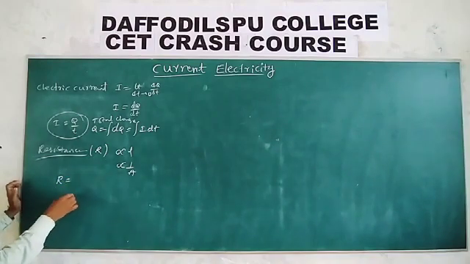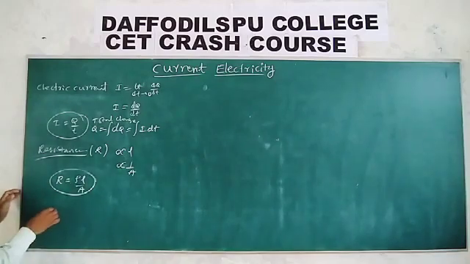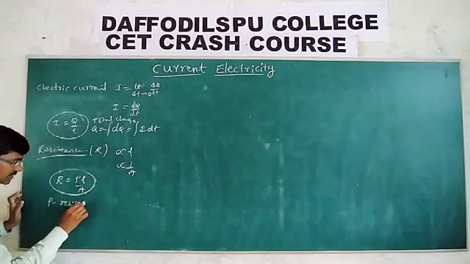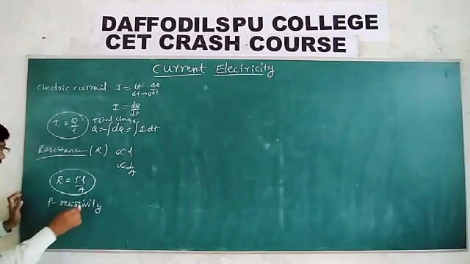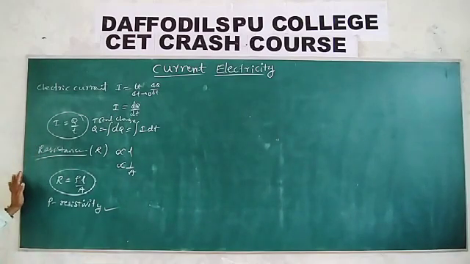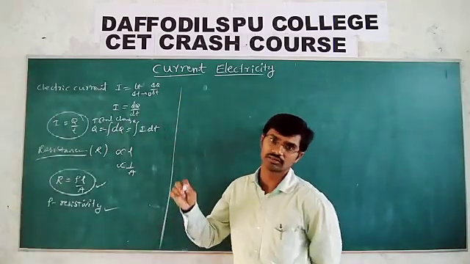R is equal to, by removing the proportionality constant, rho L by A, where rho is nothing but resistivity or specific resistance. Remember, this specific resistance of the material does not depend upon the dimensions, area of cross section or length, but it depends upon the nature of the material. Whenever you take a wire, the more the length, the more the resistance, and the more the area of cross section, the less the resistance.